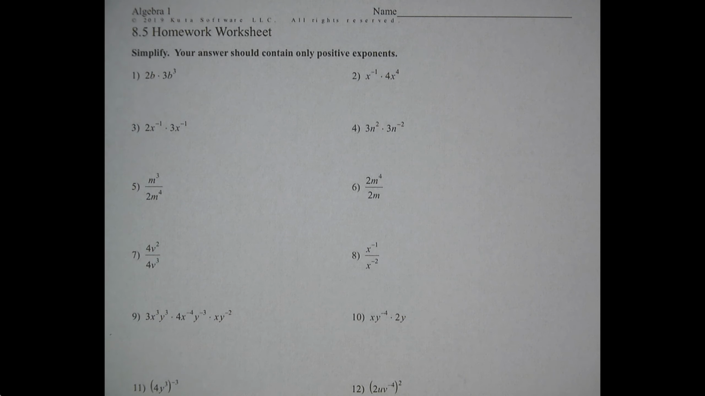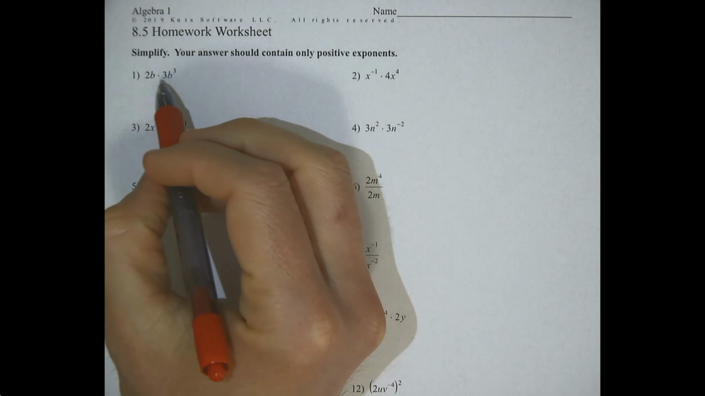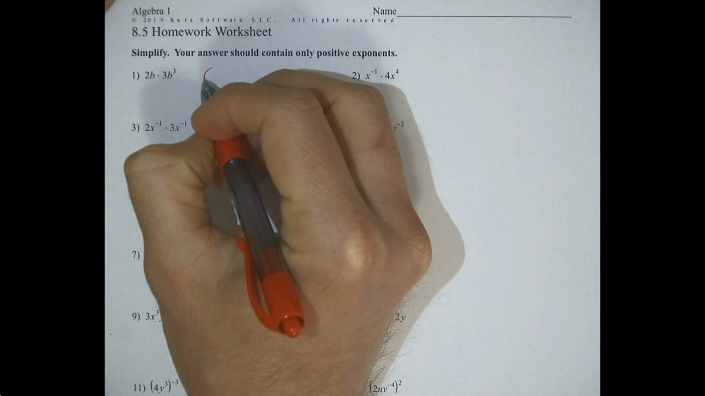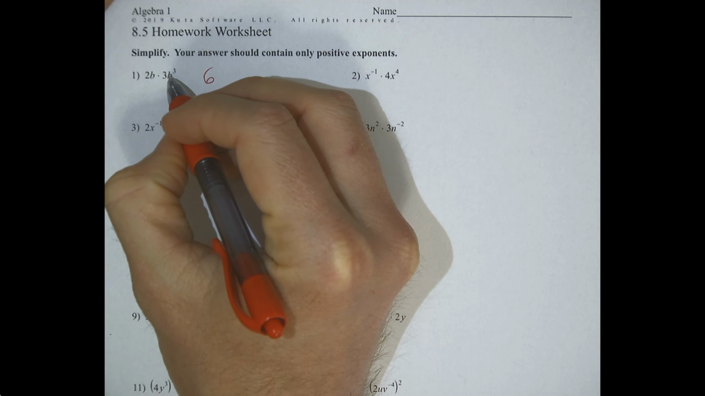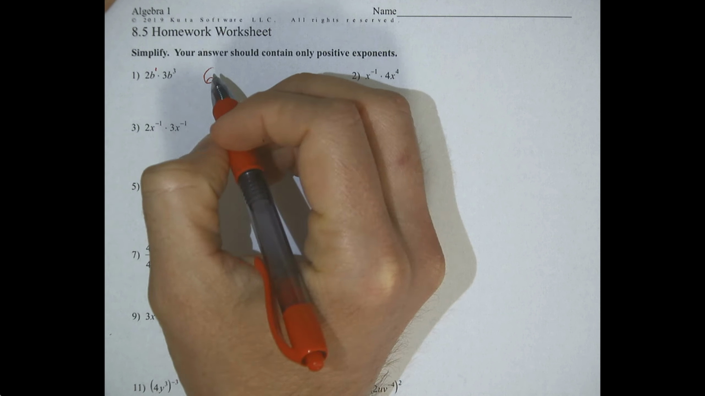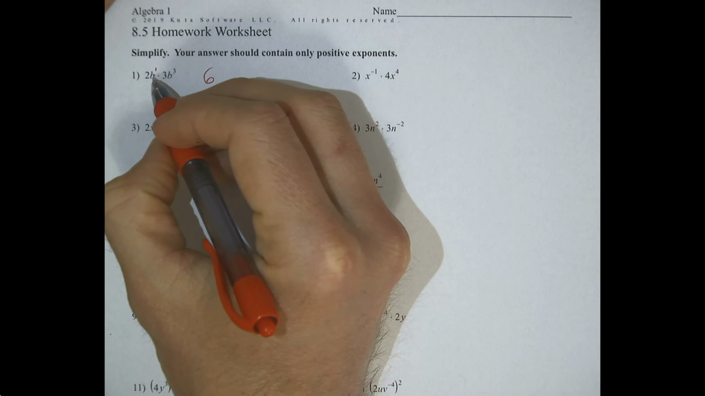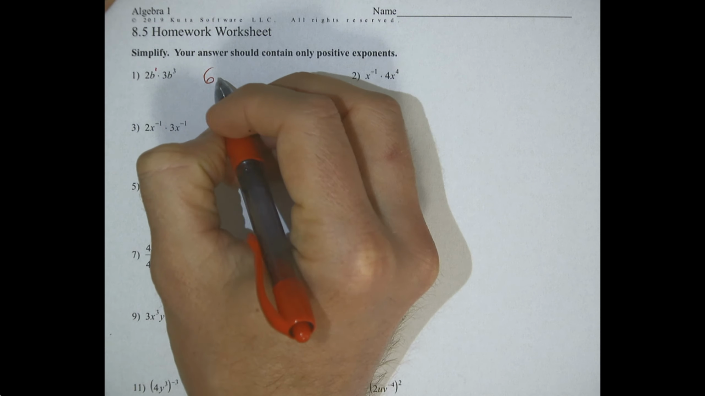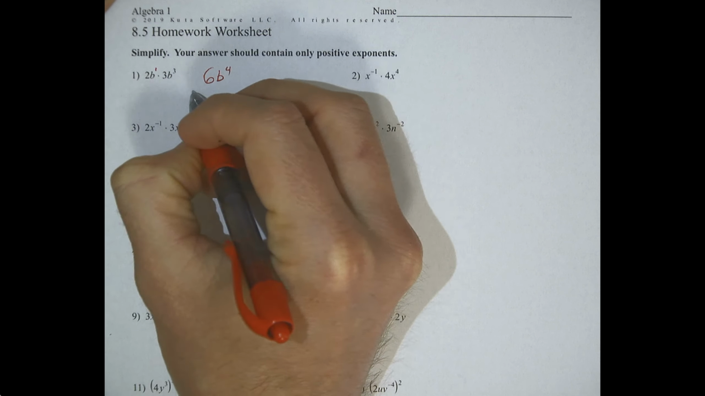This is Lesson 8.5's homework worksheet. So number one, we're going to go ahead and just use our product property here. Coefficients multiply like normal. So it's 6, multiplying your similar bases, exponent of 1, exponent of 3. When you multiply, you're going to add your exponents, so b to the 4th.